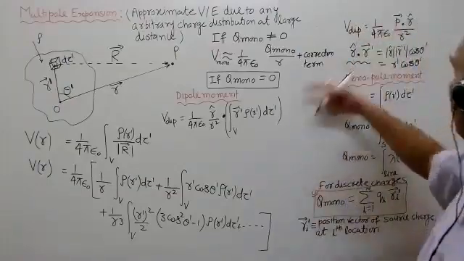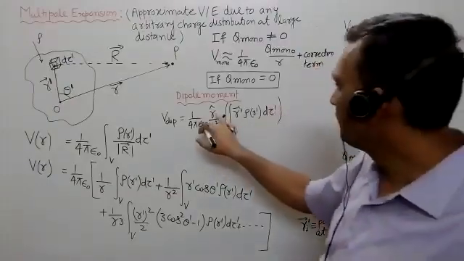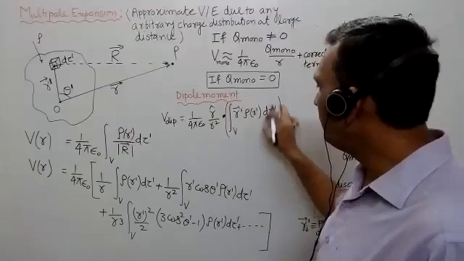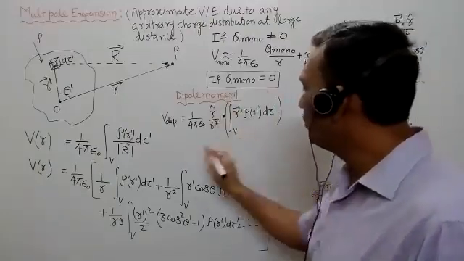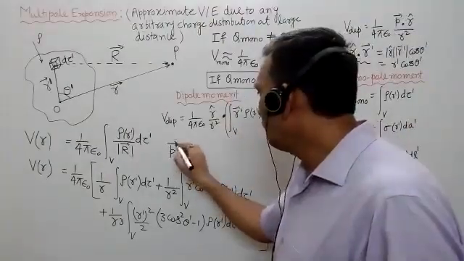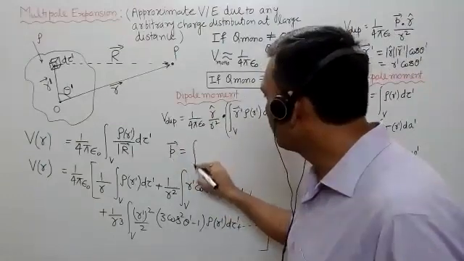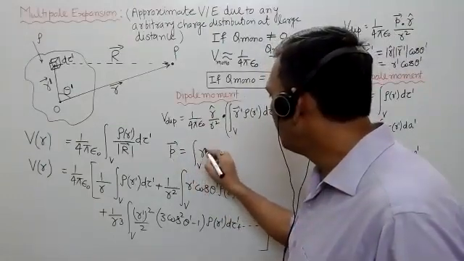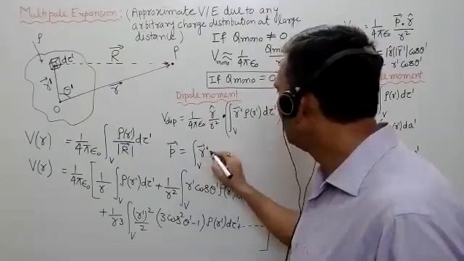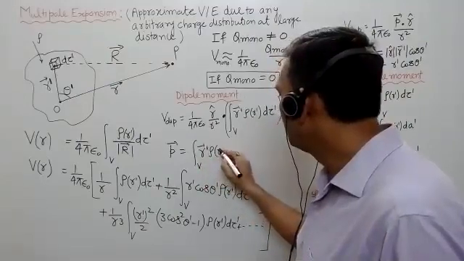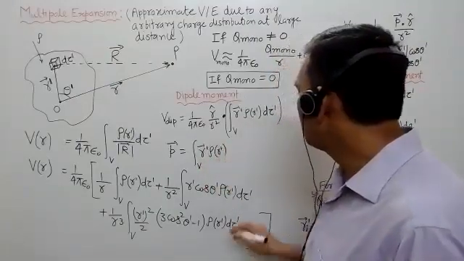So if you compare with this relation, you can see this term will give you the dipole moment P. This is the dipole moment P. So dipole moment P is given by the volume integral of r dash rho r dash.